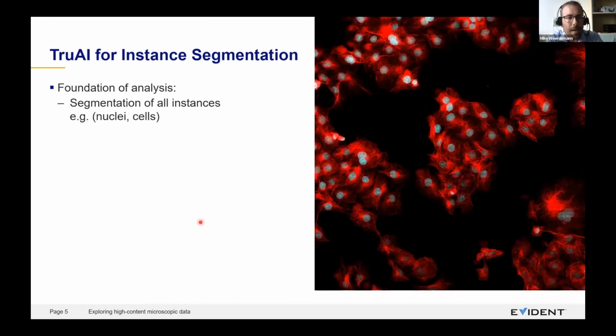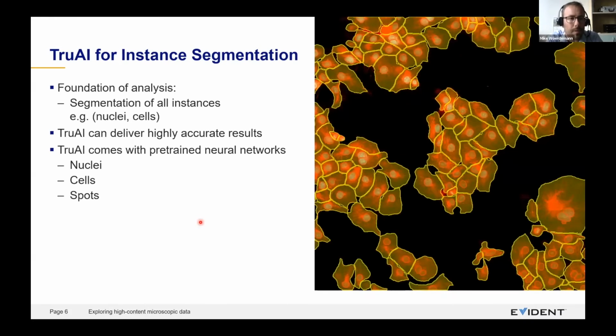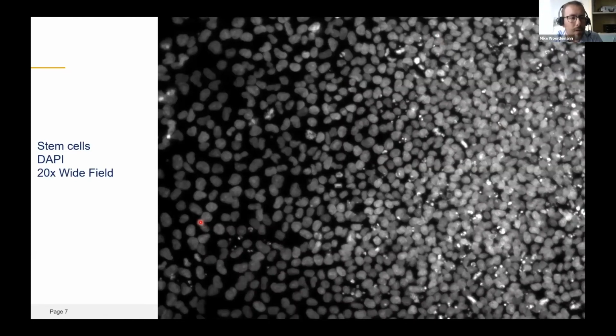The foundation of most analysis that we can do is the segmentation of all the instances in the images. With instances, I mean the objects like the nuclei or the cells. What Evident offers for this purpose is TruAI, a deep learning based solution that users can train themselves, which can deliver highly accurate results, even in very challenging image analysis conditions. We also deliver pre-trained neural networks for the most common applications in cell culture analysis, so for nuclei, for cells, and for spots. Because that works quite nicely, I would like to show a few examples.